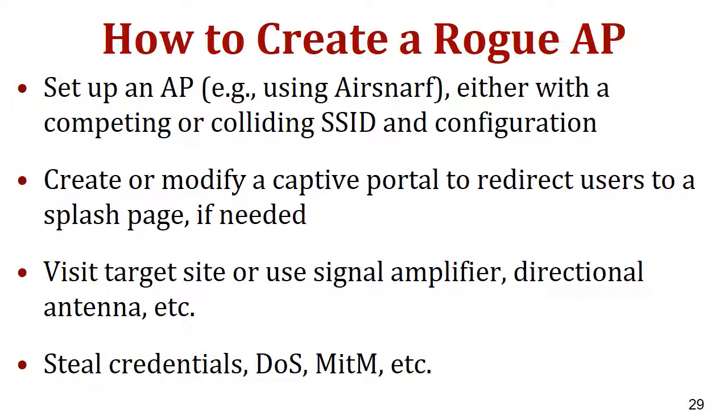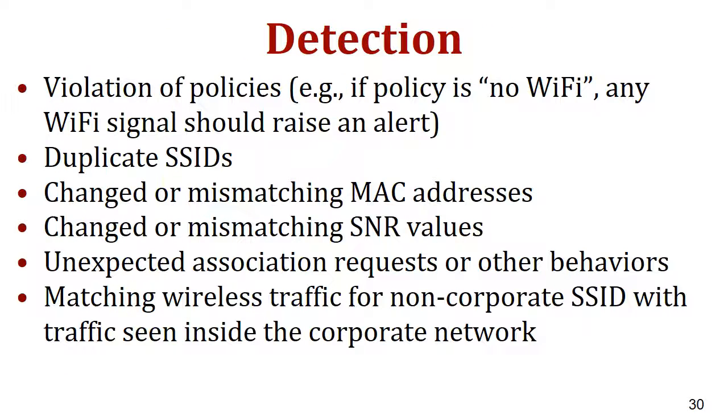And how can we detect a rogue AP? First, of course, try to detect whether the AP follows the policies. For example, if the policy is no Wi-Fi in this area, then any Wi-Fi signal should raise an alert, and you should immediately check whether there's a rogue AP in your area, or whether there's a rogue AP trying to amplify signal and send it to the target area.